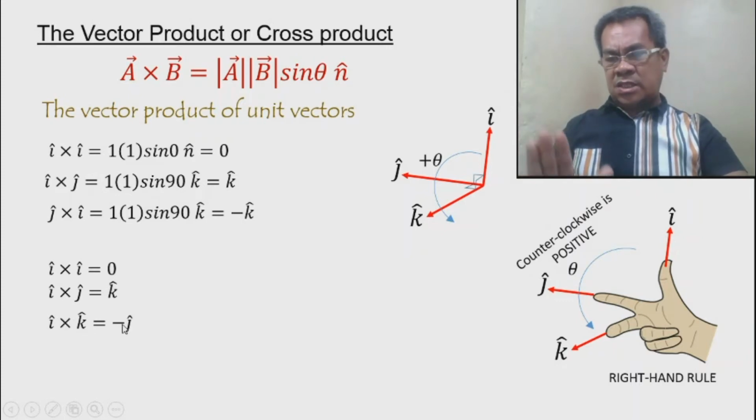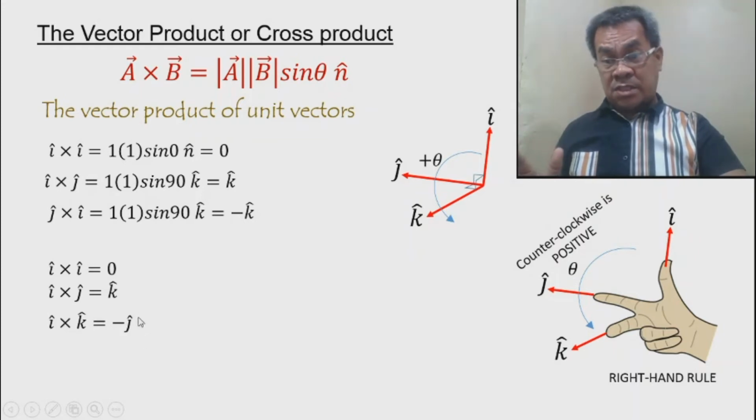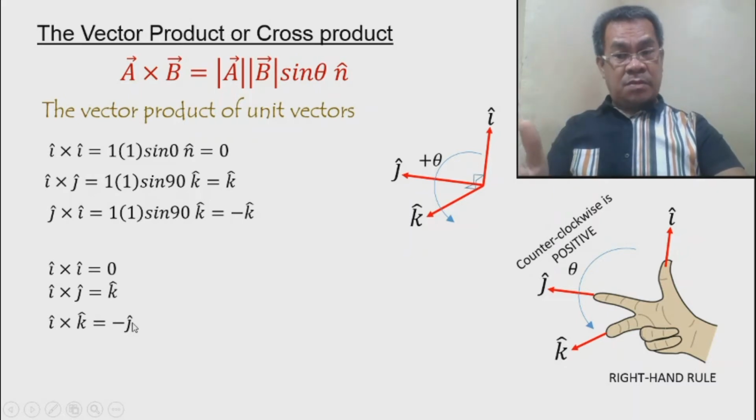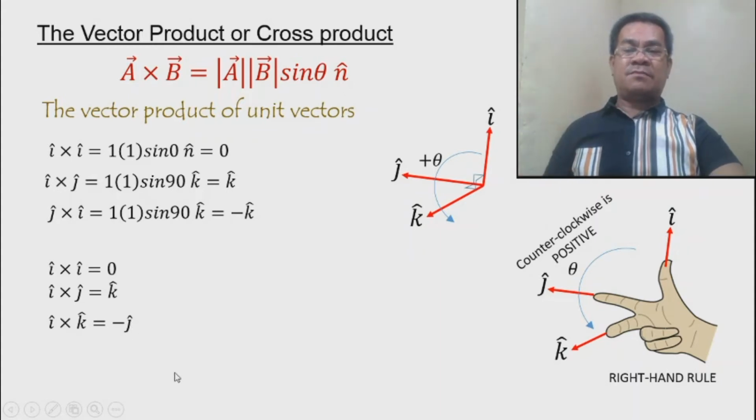So the direction should be along the y-axis. So therefore, this is always J. In this case, because it's I, K, the missing axis is the x-axis. So it should be J hat, and negative because it is a clockwise direction.